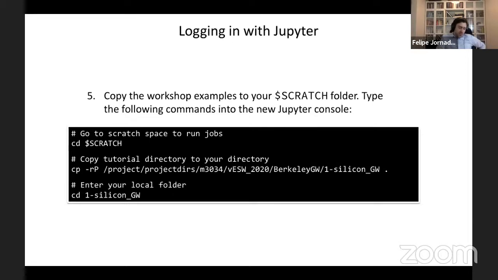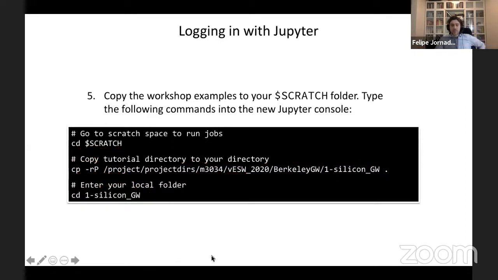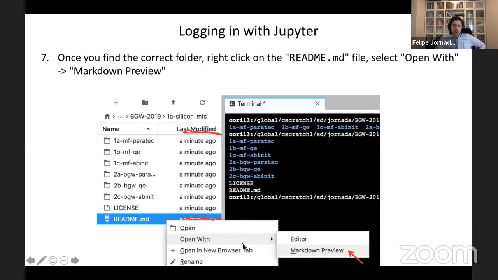This command goes to the Scratch folder. All your calculations should be run in this Scratch folder. You're going to run this command to copy the workshop example, the silicon example, onto the Scratch directory. And then you're going to change directory to this workshop example in your local folder to run everything. You can also navigate through the workshop folder using the nice interface that you have. So first click on your favorites. There's going to be a Scratch folder, and then click on this Silicon GW example. Once you do that, you're going to be able to see all the files associated with the workshop example.